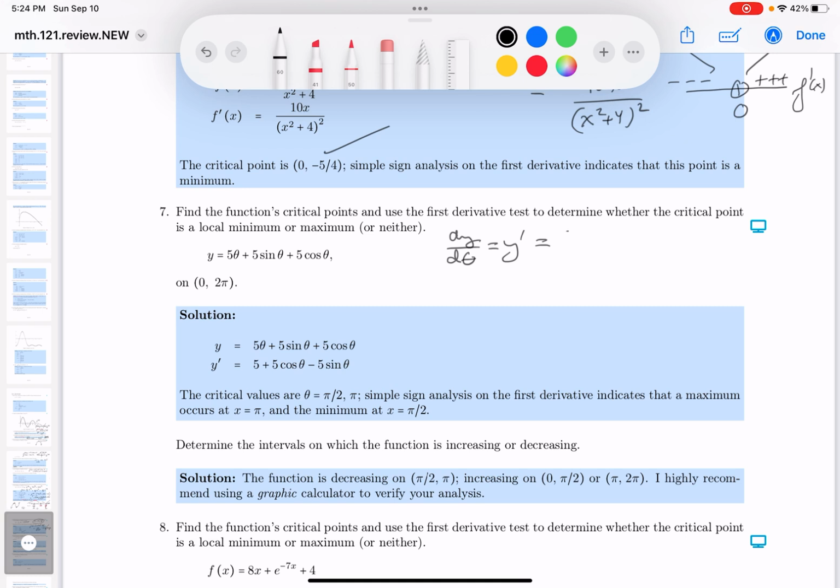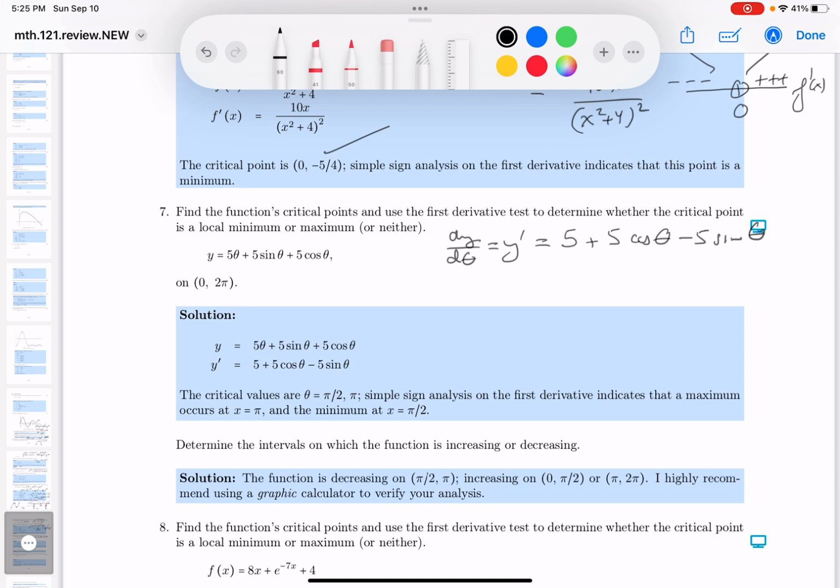What do you get? 5 plus 5 cosine theta. That's not so bad. And then minus 5 sine theta. And I know, let me look at that. It's impossible to deal with that. Not really. It's on an interval between 0 and 2 pi.